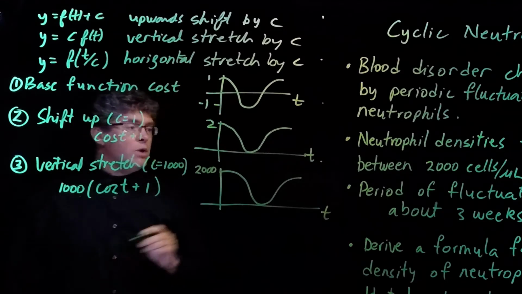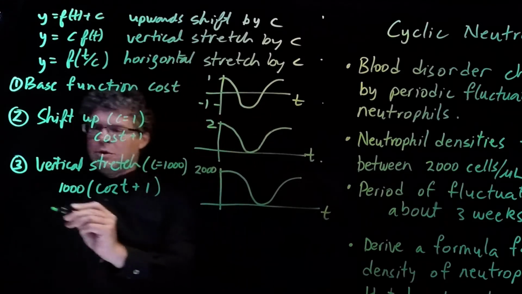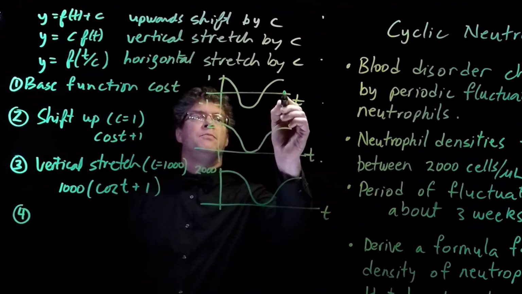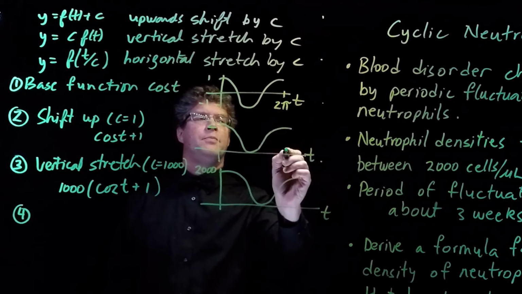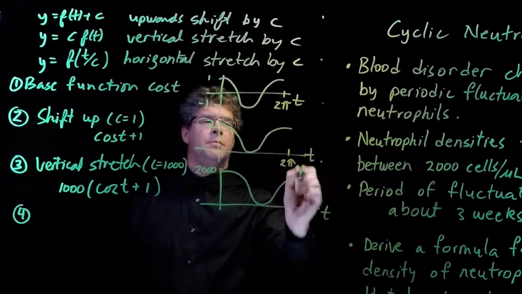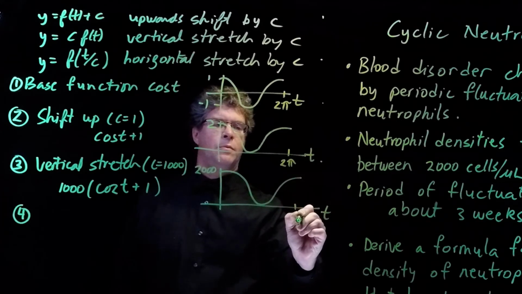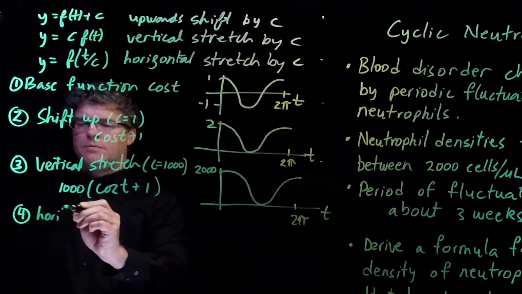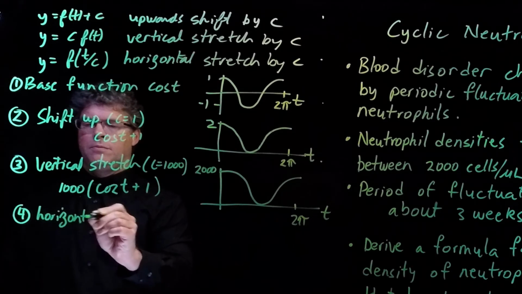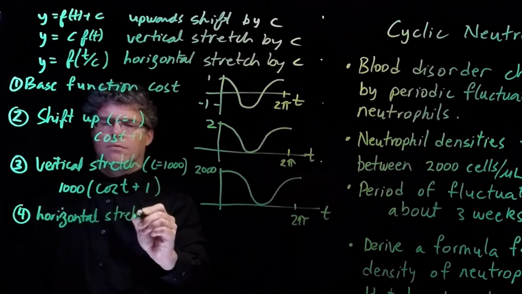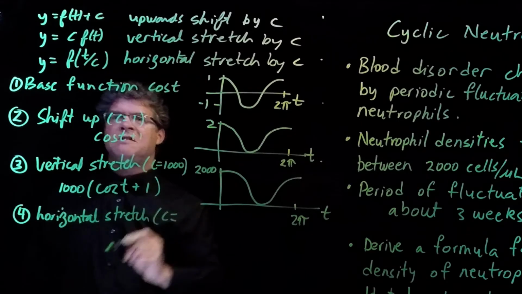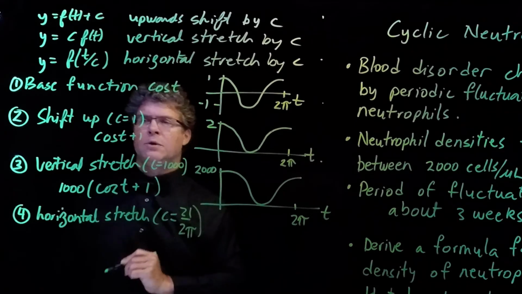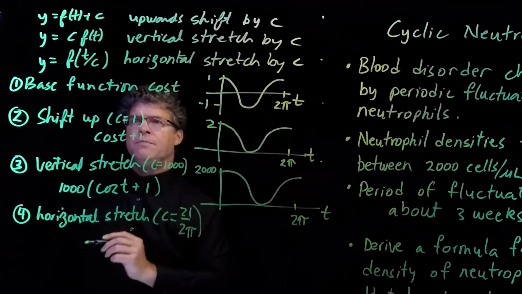Okay, and then we need to put the period in here, which is 21 days. The period for the cosine function is 2 pi. And so we want to do a horizontal stretch. And here we choose c to be 21 over 2 pi, 21 being the number of days that we want.